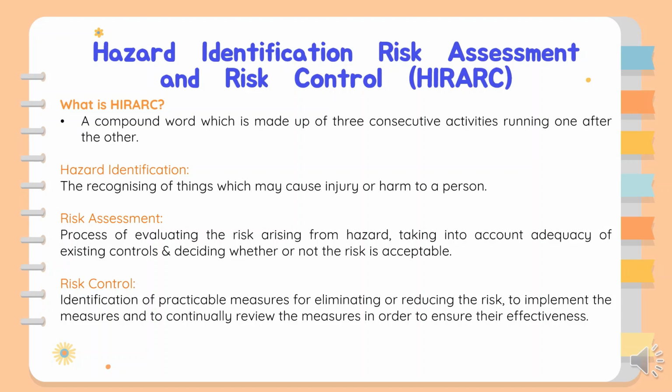Hazard identification is the recognizing of things which may cause injury or harm to a person. Risk assessment is the process of determining the likelihood of a person being injured or harmed if they are exposed to a hazard. And risk control is defined as the implementation of measures that remove or reduce the risk of a person being exposed to a hazard.